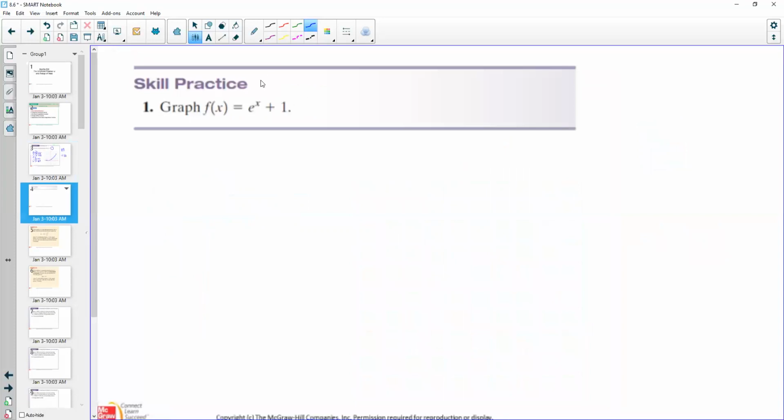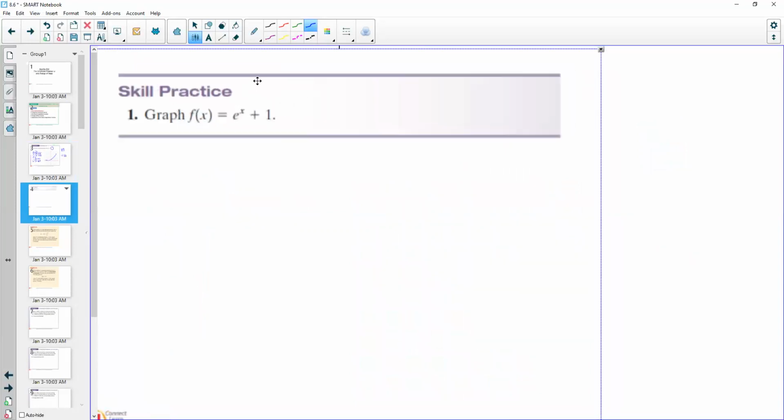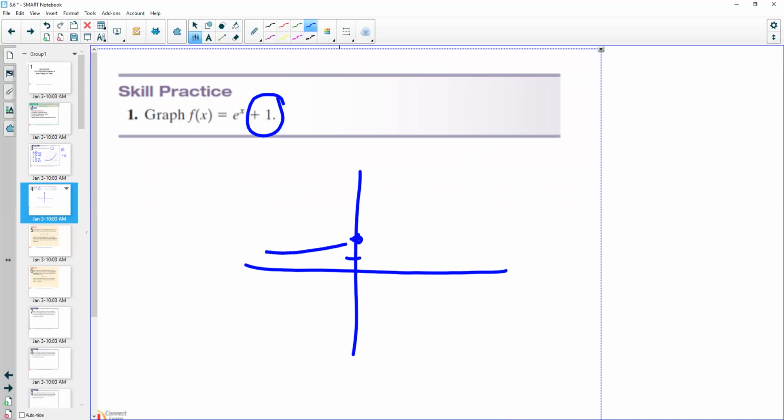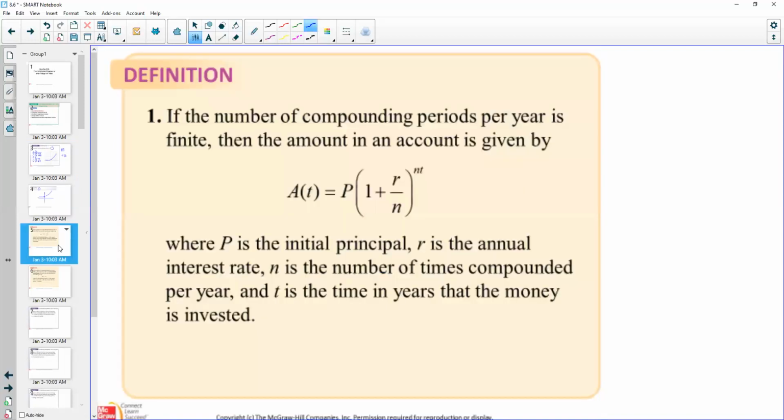You could also graph it +1. Essentially, what's going to happen here is that it's going to shift the same way our exponential function shifted before. A shift like this is just up 1, so it just moves my curve up. e is an irrational number.